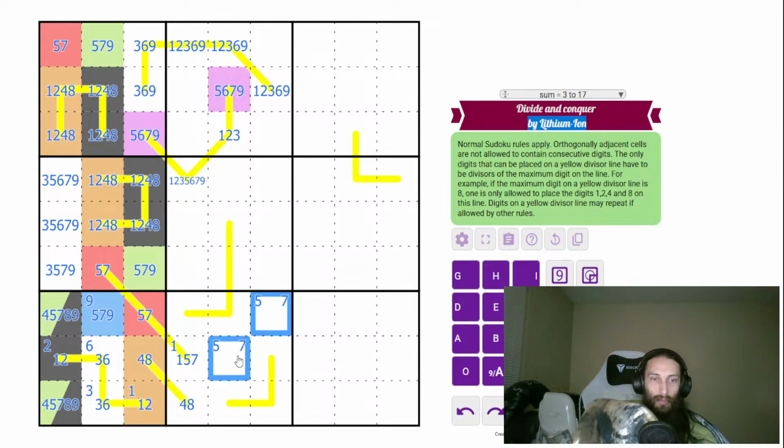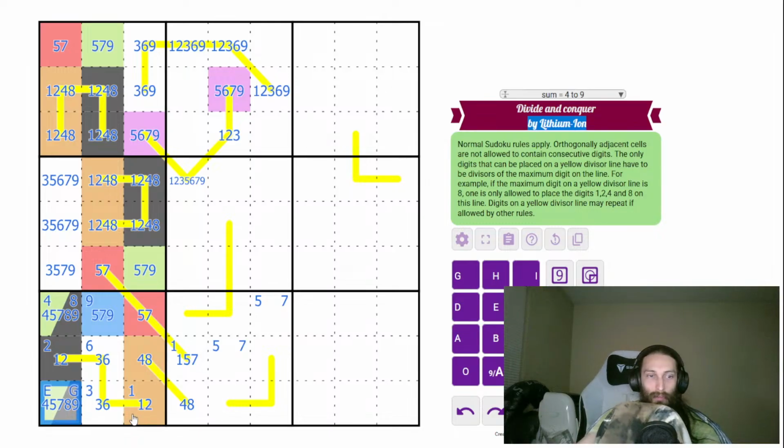We have the 5, 7 pair, so this would have to be 4, 8. And this would be 5 or 7. Which... How did I get... I don't know. Letters?